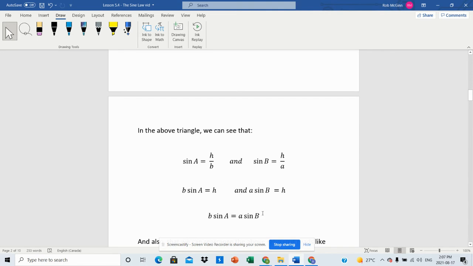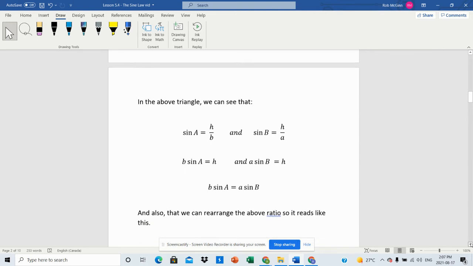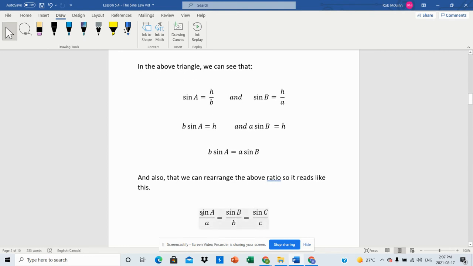We just have sine B. And over on this side, we have B times sine A over A. And then we divide both sides by B. The B would cancel out here and end up as the denominator over here. So what we would be left with is sine A divided by side A is equal to sine B divided by side B.